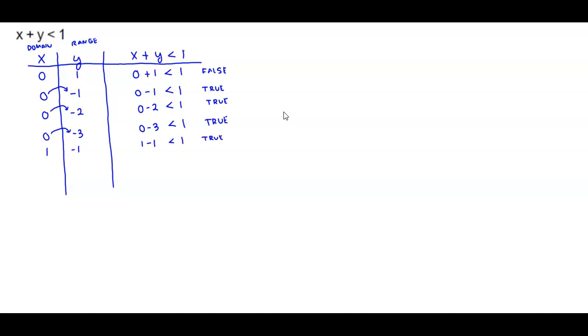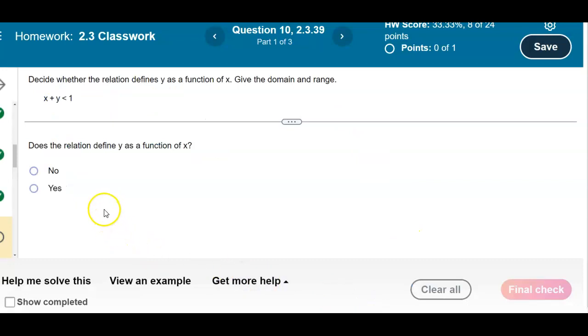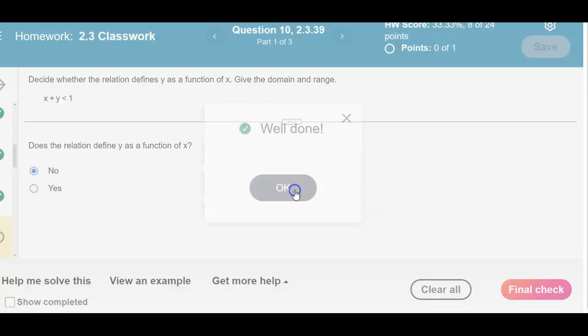We can go on and on. What if I pick 1 and then -2 for y? So 1 minus 2 is -1, and that is less than 1, which is also true. So you can see that there are many ways in this particular inequality that make this not a function. So therefore, we're going to say that no, this is not a function. So let's check our result, and there's our answer.